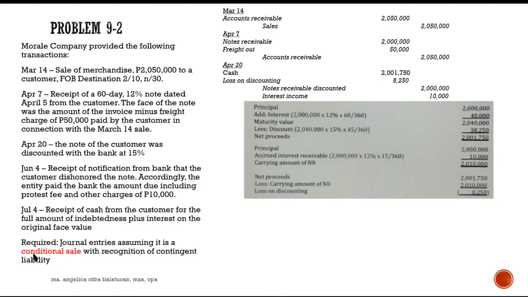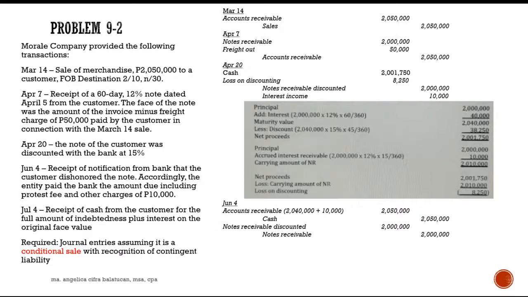And by the way, sa instruction here is a conditional sale. So, this is with recourse. So, on June 4, we're going to establish the accounts receivable because of the dishonoring of the note. So, you have 2,040,000 plus 10,000. So, that's 2,050,000. And then credit cash, 2,050,000 because we're supposed to pay the bank. Then debit note receivable discounted and credit note receivable because we need to close the note receivable discounted and also remove the notes receivable kay gi-transfer naman siya to accounts receivable.